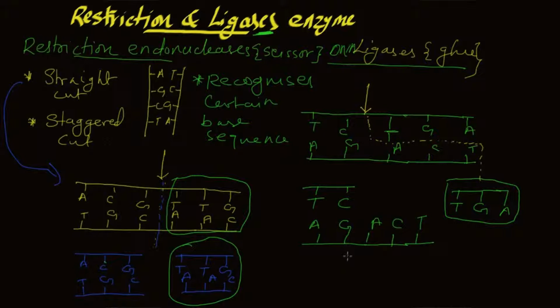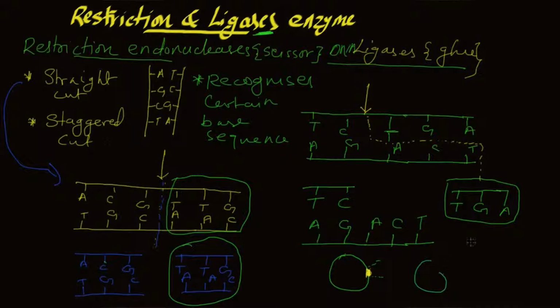This is the plasmid of a bacteria. A plasmid of bacteria is round. So what happens? A restriction enzyme will cut this part. This yellowish part will be cut. So what's remaining? There will be an empty space here.